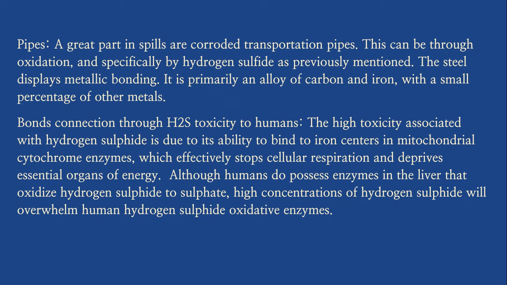Bonds connection through H2S toxicity to humans. The high toxicity associated with hydrogen sulfide is due to its ability to bind to iron centers in mitochondrial cytochrome enzymes, which effectively stops cellular respiration and deprives essential organs of energy. Although humans do possess enzymes in the liver that oxidize hydrogen sulfide to sulfate, high concentrations of hydrogen sulfide will overwhelm human hydrogen sulfide oxidative enzymes. And this is why it is important to reduce the spills, as we can see what the effects are.